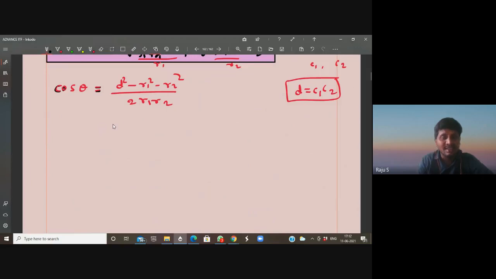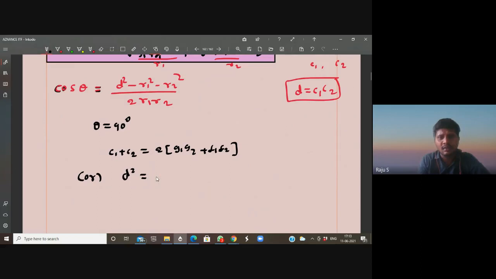Two circles are orthogonal. Orthogonal is nothing but what? The angle between the two circles is 90. So when theta is equal to 90 degrees, then the condition is C1 plus C2 is equal to 2 times G1 G2. Everyone must remember, very important. Or we can write d square is equal to R1 square plus R2 square.